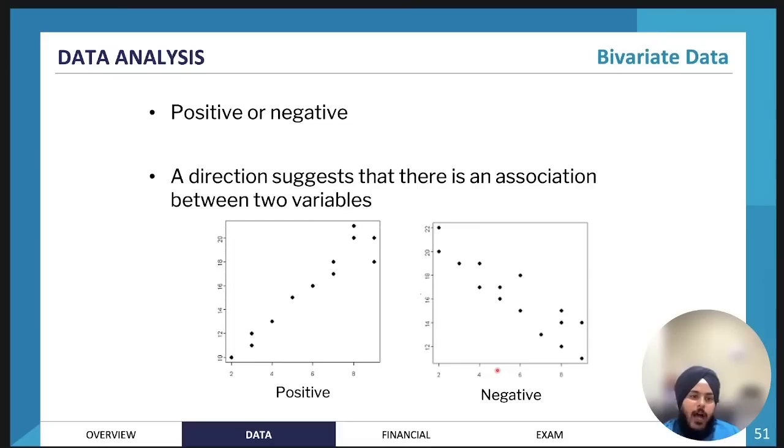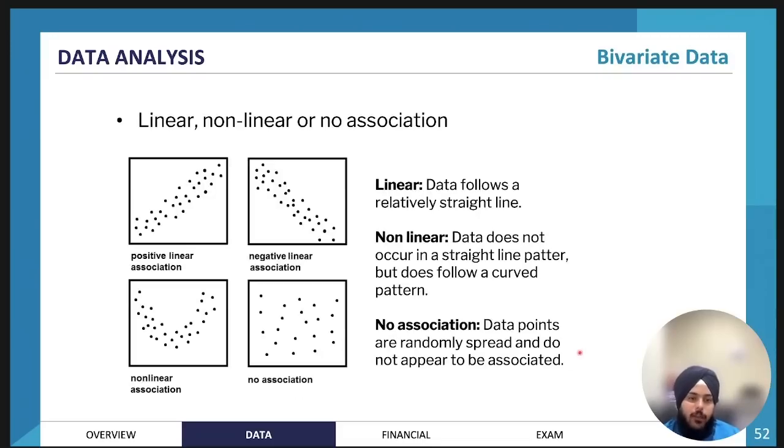Just a quick example. Are these two distributions positive or negative? Positive usually just means that the response variable values are increasing as we go from left to right. In this case, that's actually the case. The y values are increasing as we go from left to right, so it would be a positive association. Whereas if the values start to decrease as we go from left to right, that would be a negative relationship. Very straightforward, just looking at whether the values are increasing or decreasing as we go from left to right.